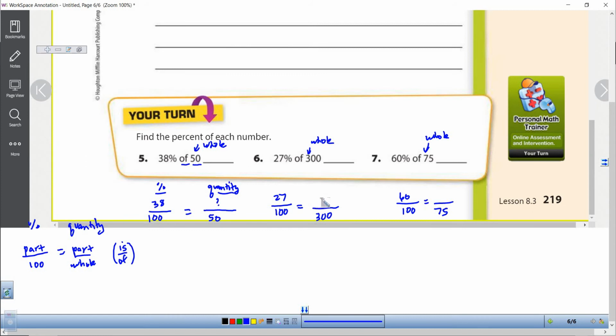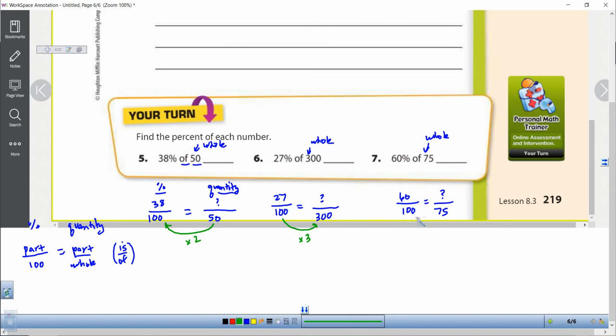So now what are we trying to do? We're trying to find that missing part, literally the missing part. So what are we going to do? We're going to find that equivalency factor. What do I multiply by to get from the smaller one to the bigger one? Well, the smaller whole is 50, so the equivalency factor is times 2. The smaller whole is 100. 100 goes into 300 3 times.